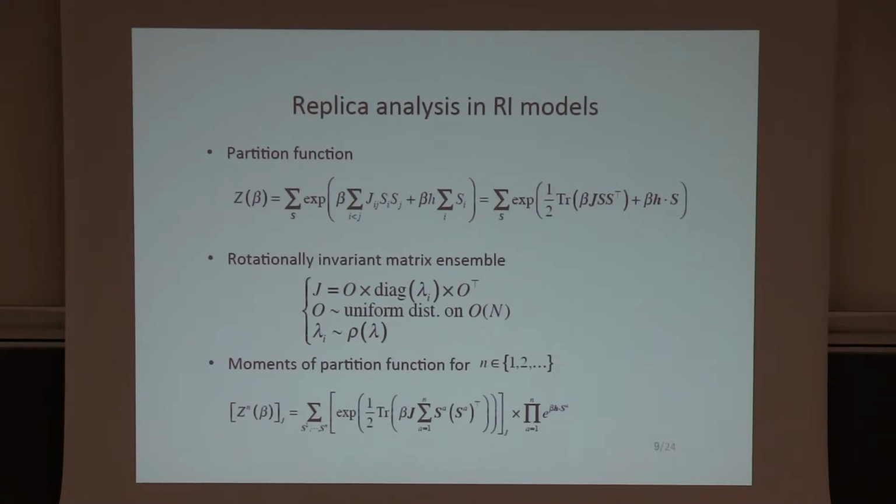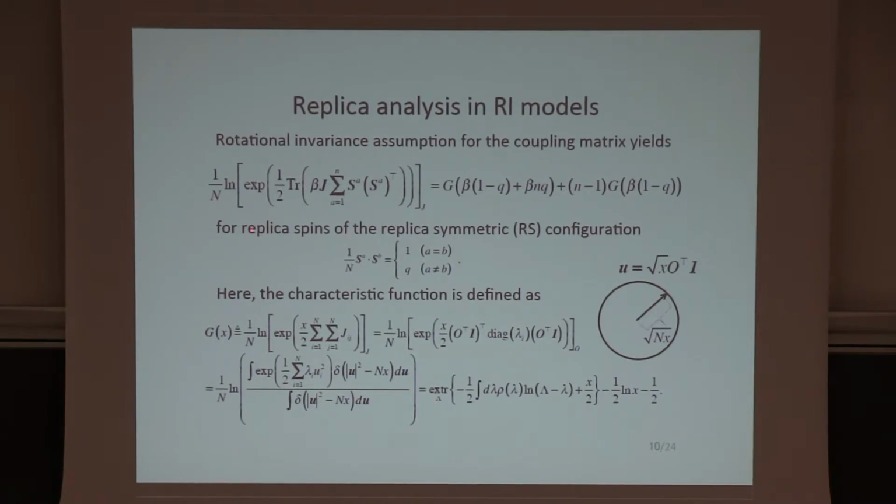Okay. Then next, let's turn to the review of the replica analysis of the rotationally invariant spin-glass models. This is the definition of the partition function, right? And again, this is the definition of the rotationally invariant matrix ensemble. So this is a standard replica analysis. First, we compute the moments of the partition function for natural number n. Then we have an expression of this form. And the key point is that the moments of the Boltzmann weights, under the rotational invariance assumption, can be expressed by using the characteristic function of this ensemble.